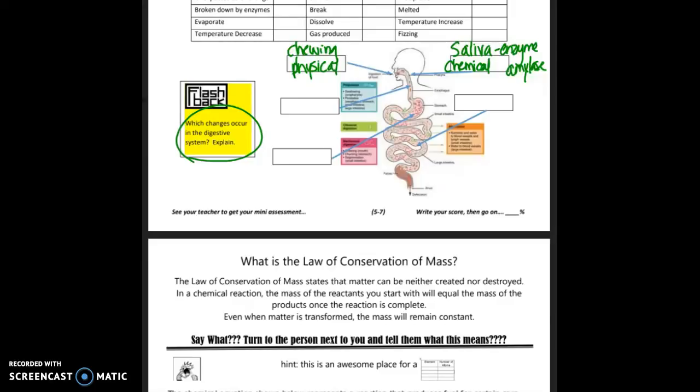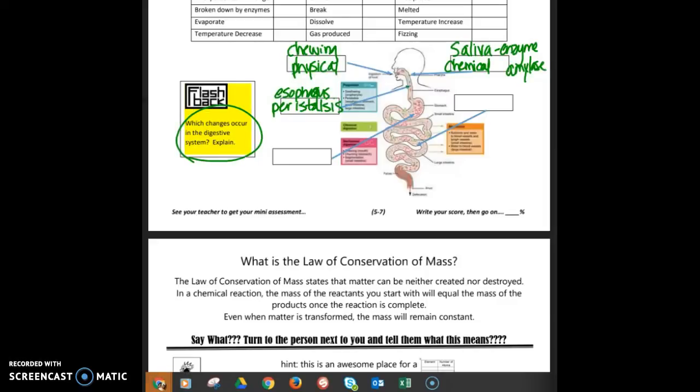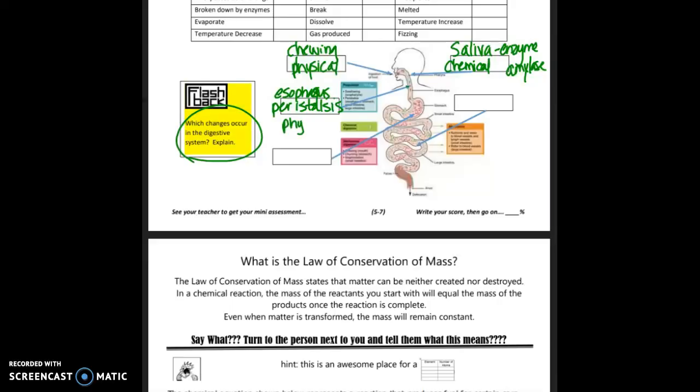Then once we swallow, it goes down into the esophagus. And the esophagus, basically, its job is to squeeze the food all the way down to your stomach. That is called peristalsis. It's a big fancy word again. It basically just squeezes the food down into your stomach. So squeezing, if you squeeze someone, you don't change them and create them into a new substance, so therefore that is physical.